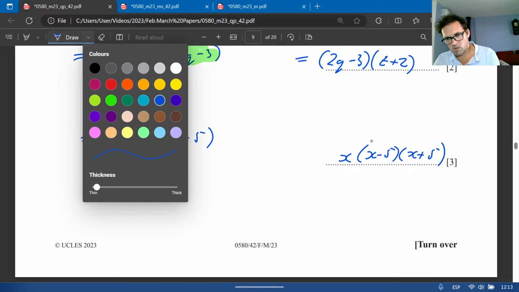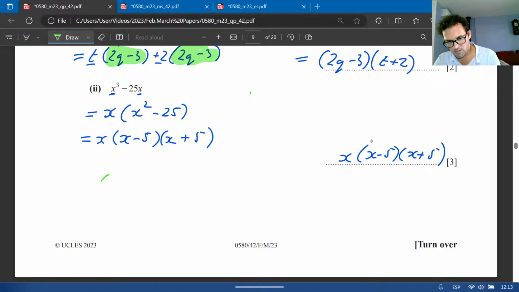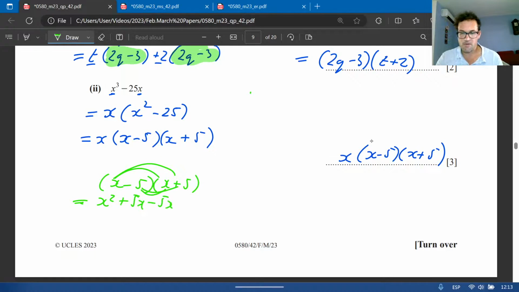Just quickly, if you're not sure why that works, well, if we take this x minus 5, x plus 5, and we expand it again, we get x times x is x squared. X times 5 is 5x. Minus 5 times x is minus 5x. And minus 5 times plus 5 is minus 25. Then the two middle terms, 5x minus 5x, will cancel and we're left with that.